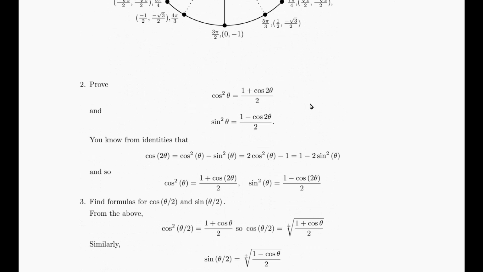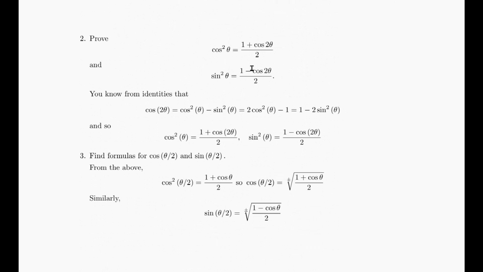All right, I want to prove that the cosine squared is this, sine squared is that. Cosine of 2 theta is this. Now I can simplify this. I can change it by writing it as 2 cosine squared of theta minus 1. How do I do that? Replace the sine squared with 1 minus the cosine squared, and then I get that. Similarly, if I replace cosine squared with 1 minus the sine squared, I get this.